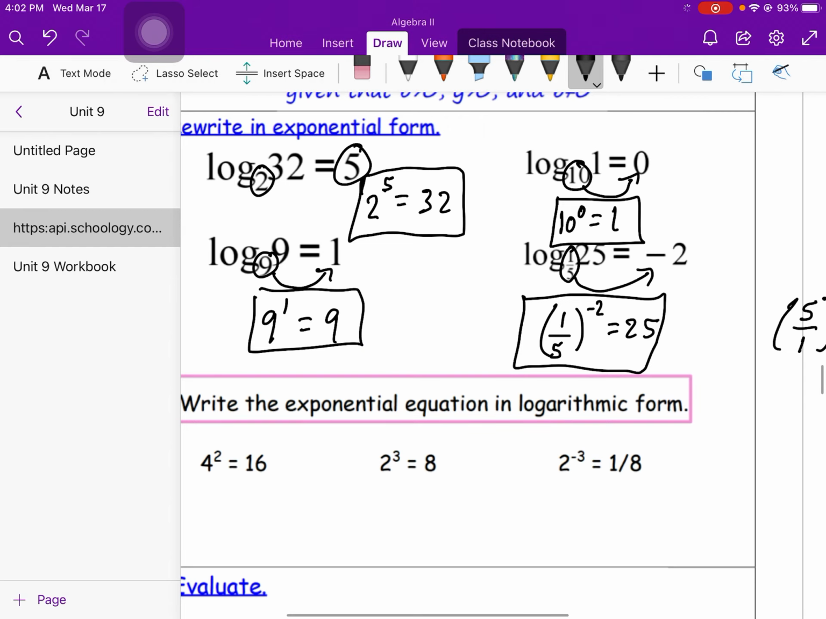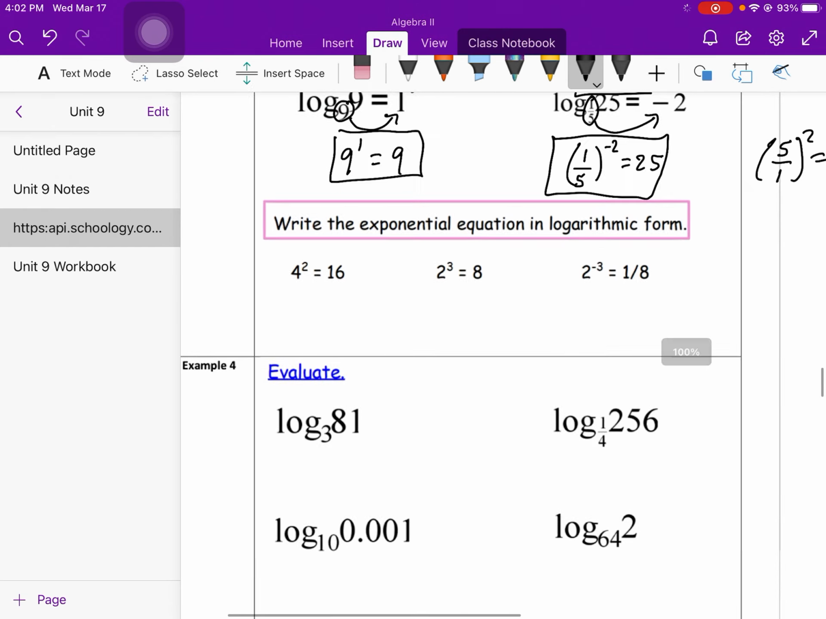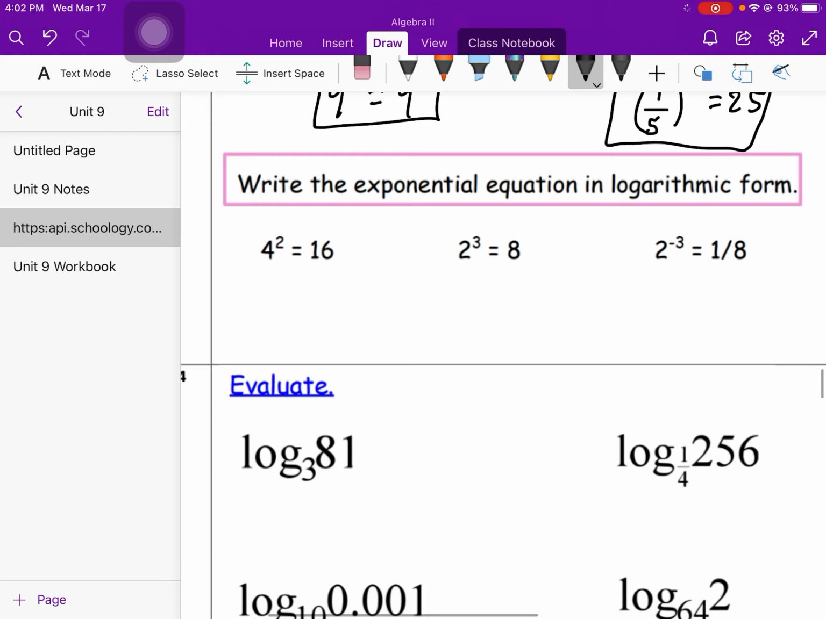All right, now going backwards can be a little bit trickier. So now we want to write these exponentials in the log form, so the logarithmic form. 4 squared equals 16. So start out by thinking about your log. What is the base? Well, the base of our exponent here is 4, so that's going to be the little number. And then a log always equals an exponent, so that's the next part, so it's got to be 2, and then 16 is the piece that's left over. So log base 4 of 16 is equal to 2.